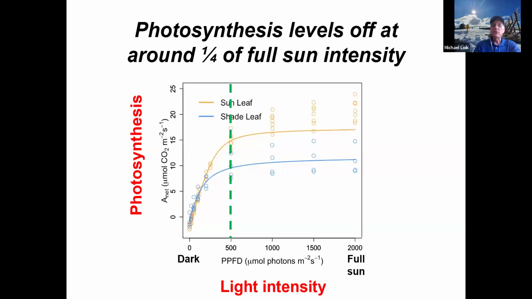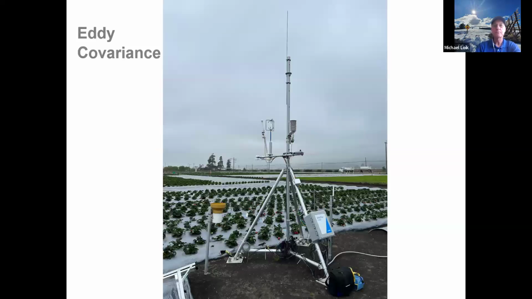So the question remains, how does fog and its effects on light intensity compare to its effects on water in the atmosphere? When it's foggy, the atmospheric relative humidity is quite high, and the water potential of the atmosphere is relatively benign in foggy conditions compared to sunny full sun conditions. So we used eddy covariance to ask questions about the light and water responses of this strawberry field.